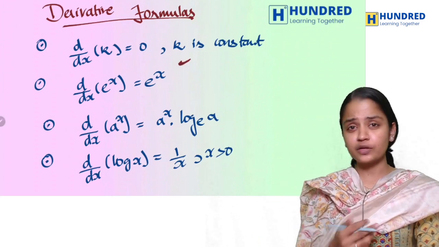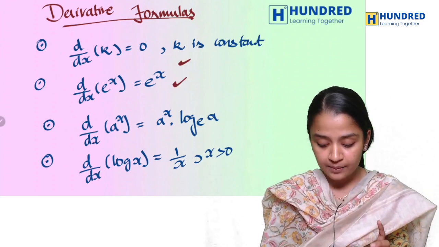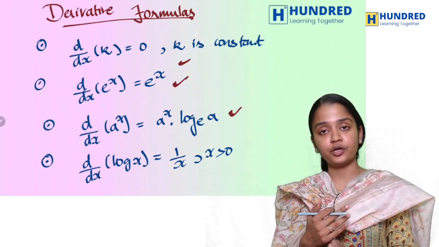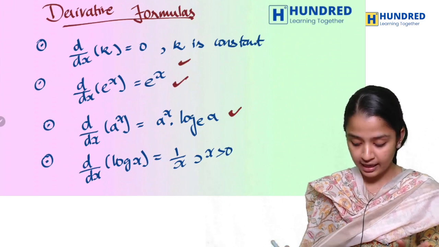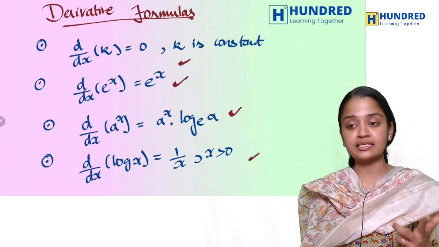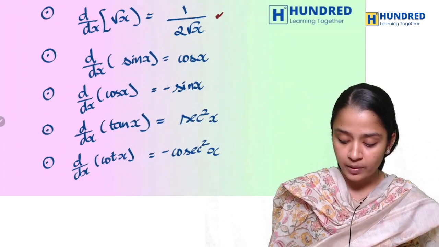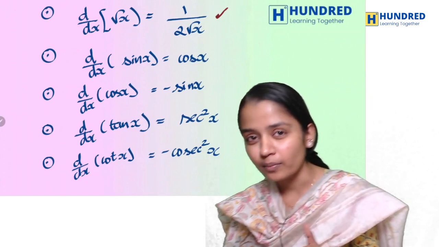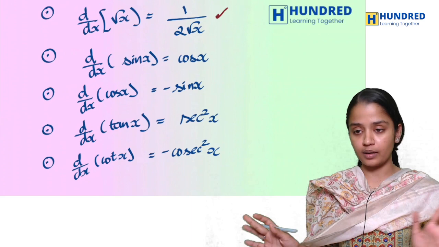When you differentiate a constant, it will be 0. E power x, when you differentiate it, will be e power x. A power x, when you differentiate it, is a power x log a. And when you differentiate log x, it will be 1 by x. Likewise, if you differentiate root x, it will be 1 by 2 root x. Then the power formula, the x power n formula.